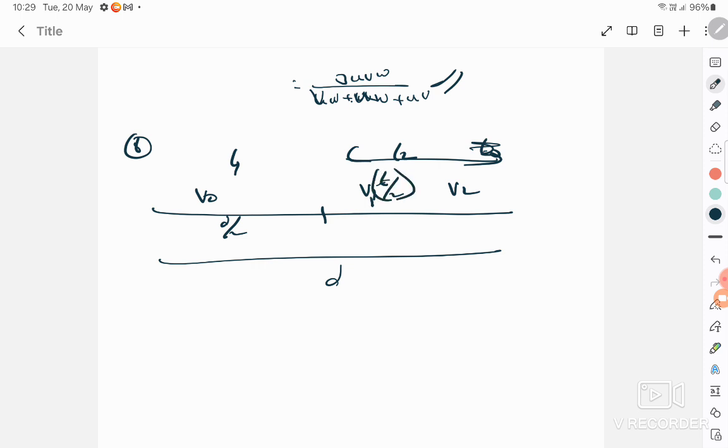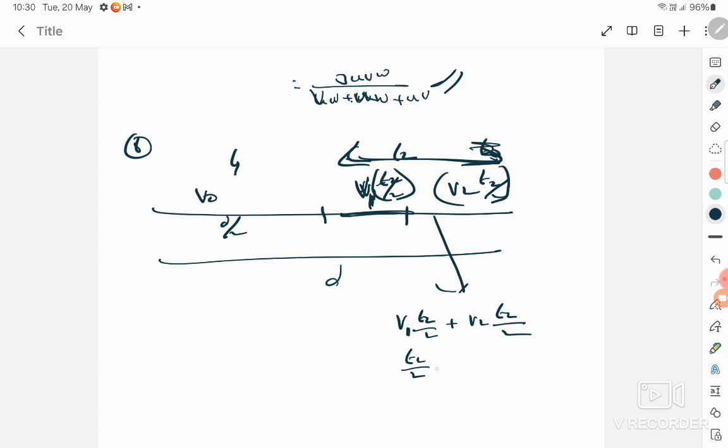So t2 by 2, v1 into t2 by 2 is some distance, v2 into t2 by 2 is another distance, and the total distance for this half is v1 into t2 by 2 plus v2 into t2 by 2. Velocity into time gives you distance. From this you can take out t2 by 2 as common. You have v1 plus v2, which itself is this distance d by 2. The 2 and 2 get cancelled, thus you get t2 to be d by v1 plus v2.